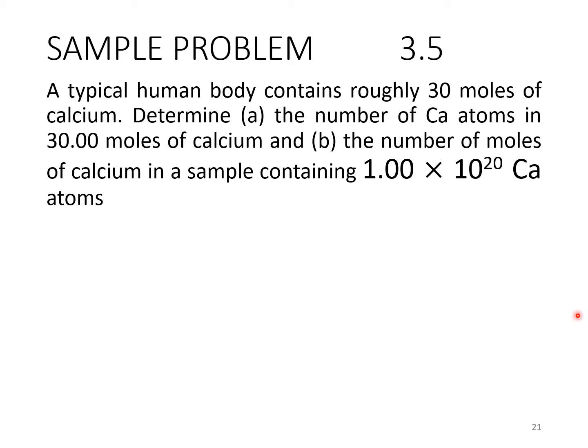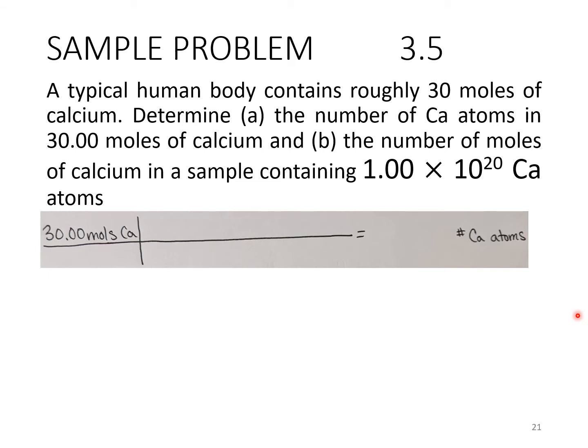So again, you can go ahead and pause the video and try and do A and B on your own here. But your human body contains roughly 30 moles of calcium. So we can then go from moles of calcium to the number of calcium atoms. Okay. So let's start with that. Again, dimensional analysis, we're going to start out with 30 moles of calcium. And what I'm aiming for is number of calcium atoms. So this is how I would set up the problem initially.